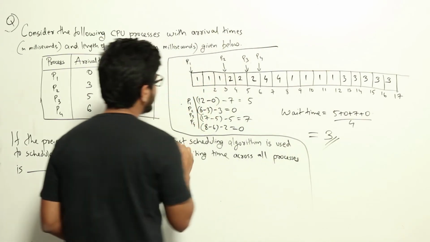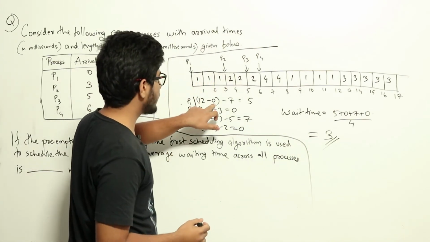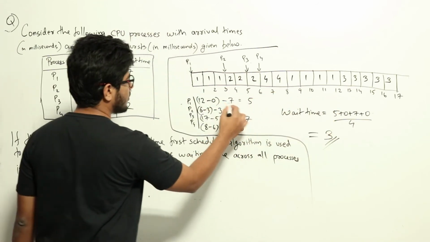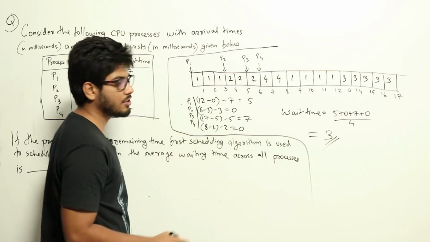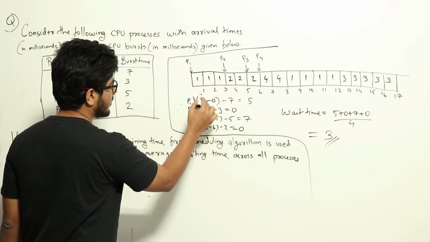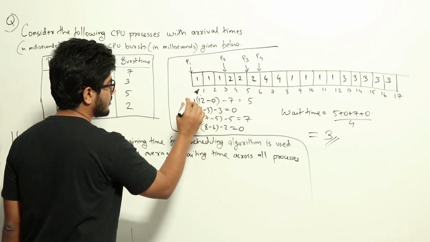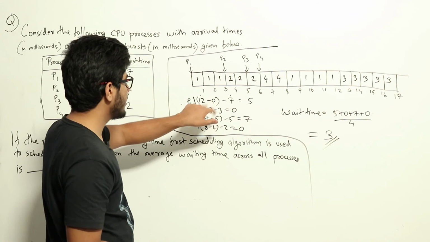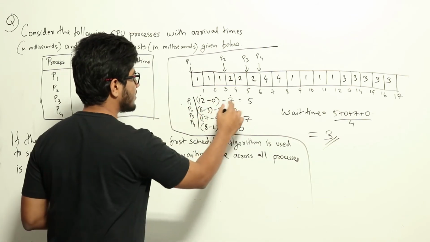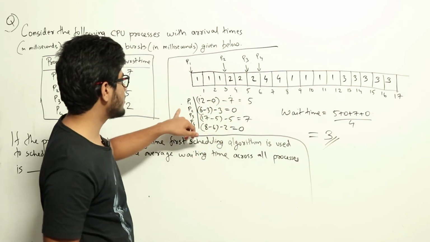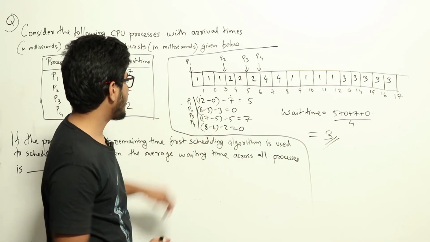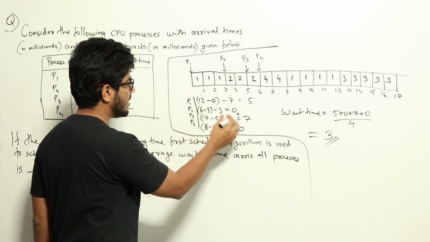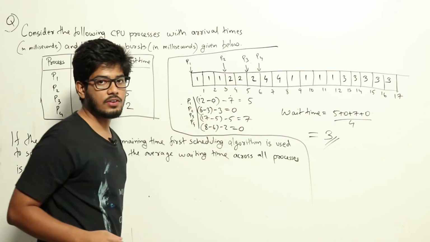For P1, it arrived at 0 and P1 got over at 12. Out of that, for 7 time quantum, it was the burst time of P1. So the waiting time of P1 is the completion time, minus the arrival time, and minus the burst time. The waiting time is completion time minus arrival time, the whole minus burst time, that is 12 minus 0 minus 7, which is 5. Similarly, P2 was over at 6, it arrived at 3 and it had 3 time quantum as burst. So the total waiting time is 6 minus 3 minus 3 equals 0.